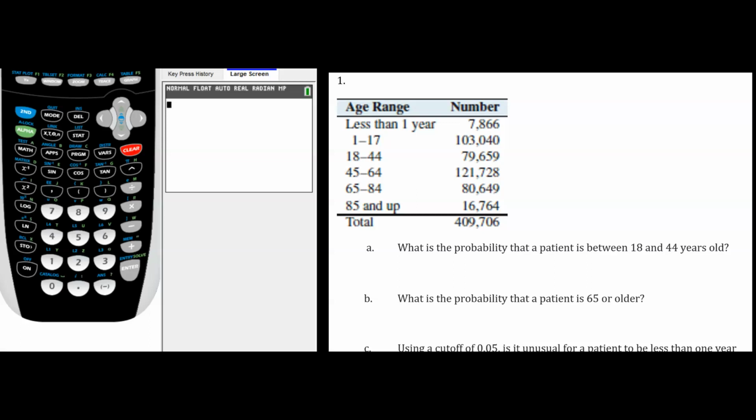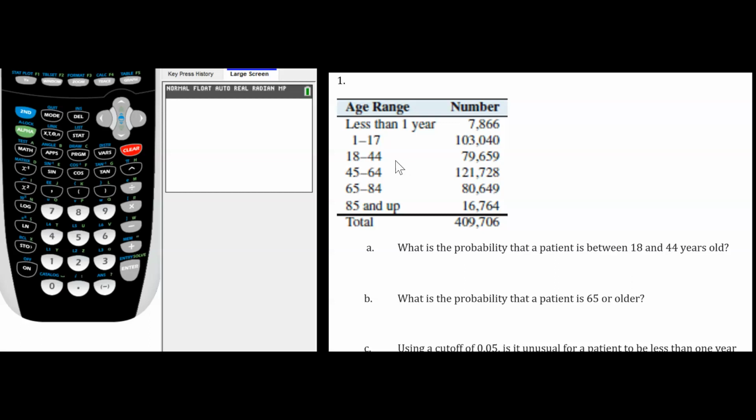Let's review this entire module now with some practice problems. So in question 1, we're looking at the ages of different patients in a hospital system throughout the year. Part A says, what is the probability that a patient is between 18 and 44 years old? And so the fundamental counting principle says, let's just take the total number of patients that we have between 18 and 44 and divide by our grand total number of patients.